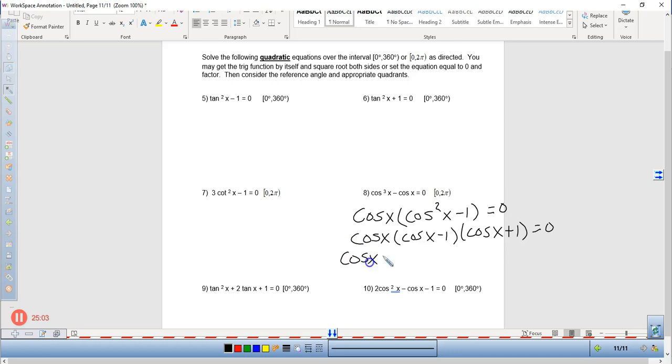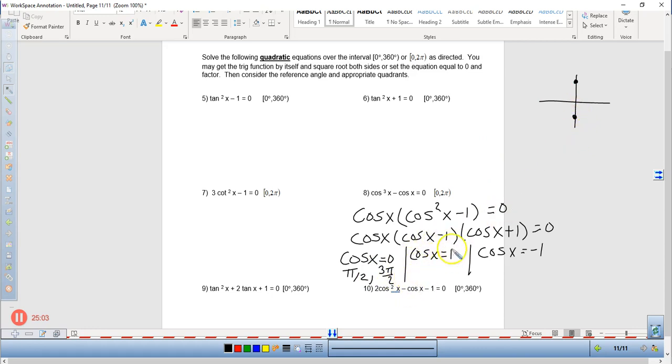So cosine of x has to be 0. Cosine minus 1 has to be 0, which means cosine has to equal the number 1. And cosine plus 1 has to be 0, which means cosine has to equal negative 1. Well, cosine is 0 in two places, two quadrantal angles. We're talking about when the x's are 0, so that's here and here. So that means we're talking about pi over 2, which is the top, 90 degrees. We're talking about 270, which is 3 pi over 2 down here.